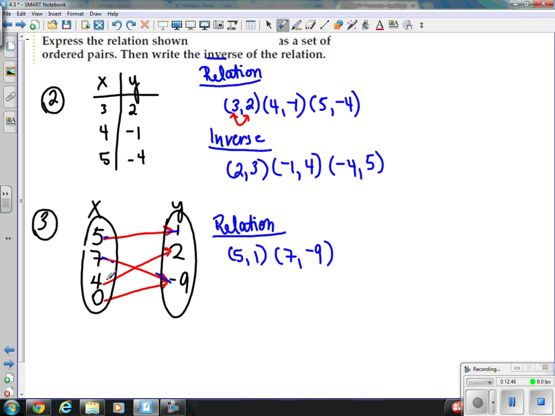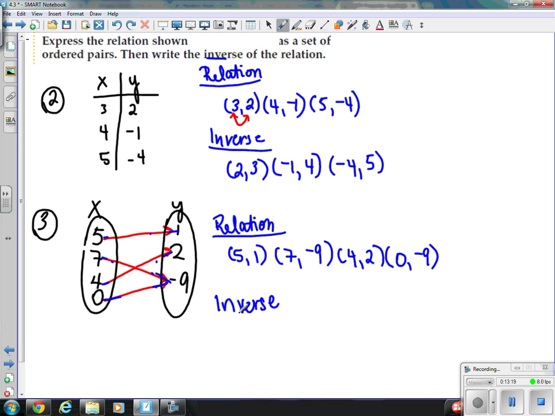Alright, my next x value is 4. So I follow my 4 all the way up to my 2. So my ordered pair is 4, 2. And my last one is 0 to -9. So my ordered pair is 0, -9. And then you always go back and check yourself with a mapping and count your lines. I have 1, 2, 3, 4 lines. So that means I should have 4 ordered pairs. 1, 2, 3, 4.